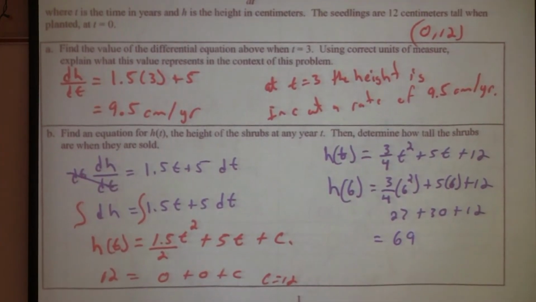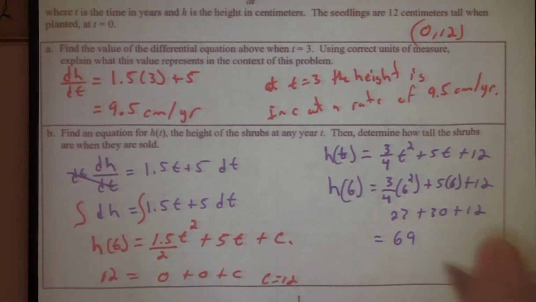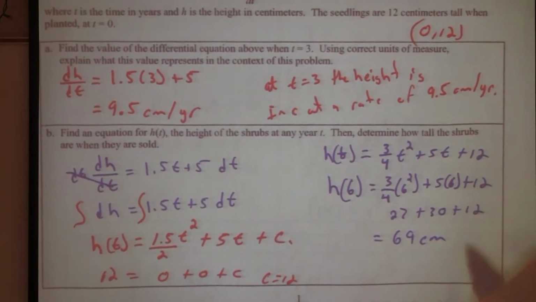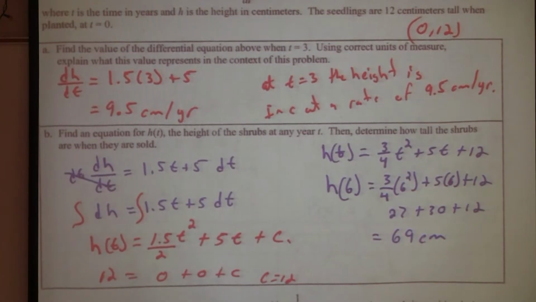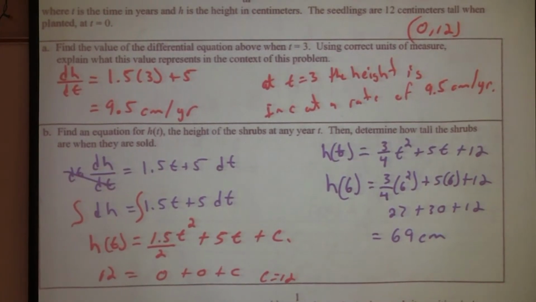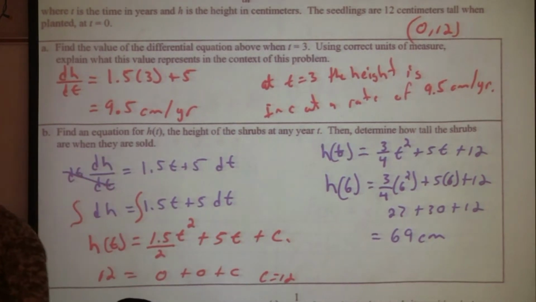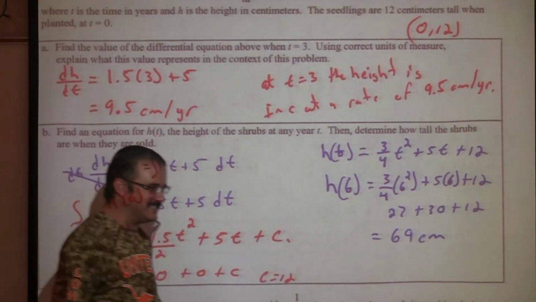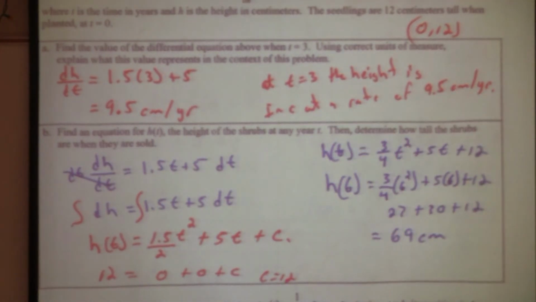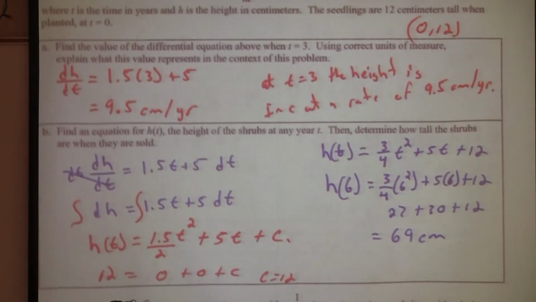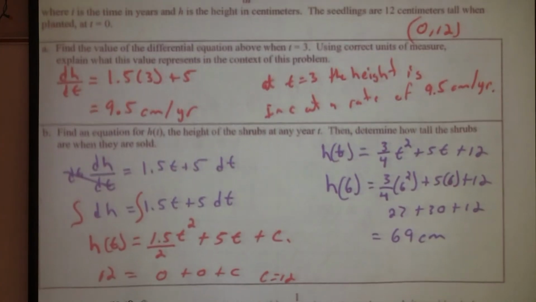69, all right. And what are the units there? Centimeters per year? Just centimeters? Why just centimeters? Because it's the original function and it's describing the height of the shrubs. So 69 centimeters, is that big? It went from being 12 centimeters to 69 centimeters over 6 years. That's a half meter in growth.